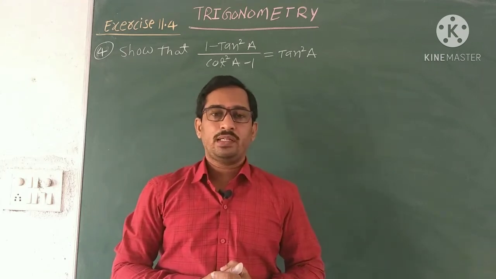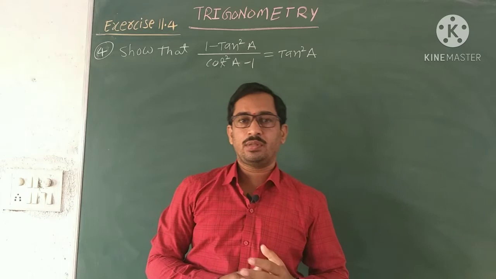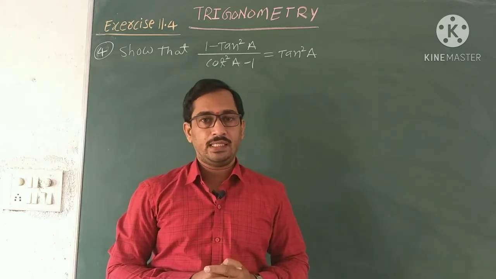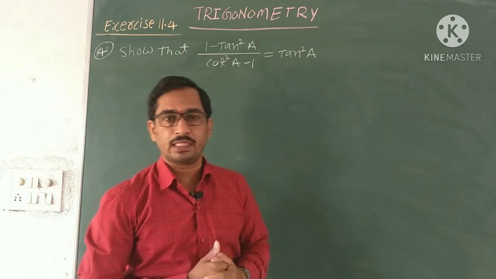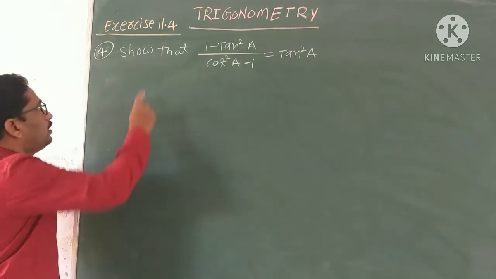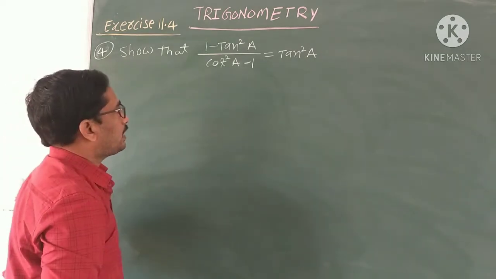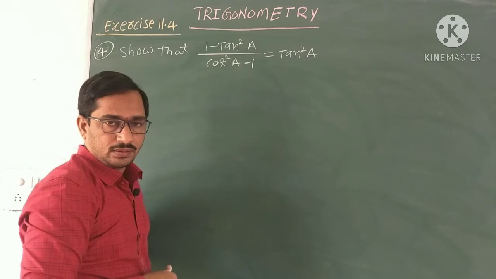In the chapter on trigonometry, in exercise 11.4, so far we completed the first three problems and the trigonometric identities in the previous video. Now in this video, see the remaining problems of exercise 11.4. Now see the fourth problem. Show that (1 minus tan square a) by (cot square a minus 1) equals tan square a.